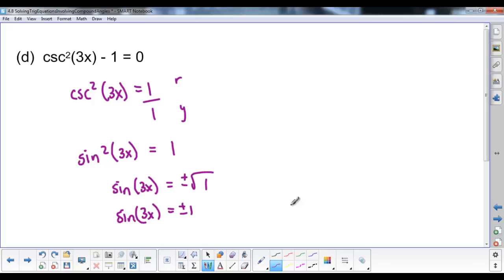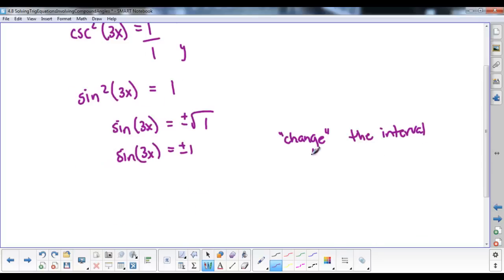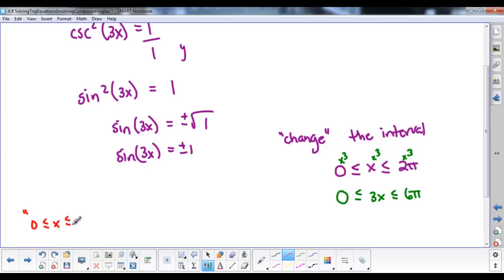Okay, so again, we are going to change our interval. Normally we would work between 0 and 2 pi, but because the angle that we're working with is 3x, we're going to multiply each one of these by 3. So really we are looking between 0 and 6 pi. Let's treat this as if we were working between 0 and 2 pi. Sine of some angle is equal to positive or negative 1.